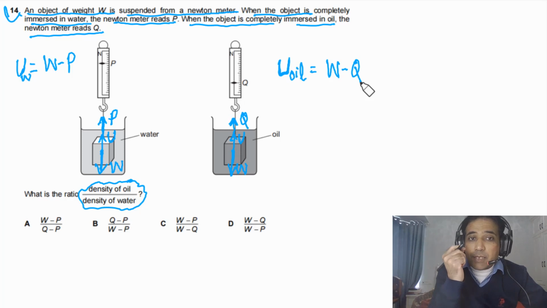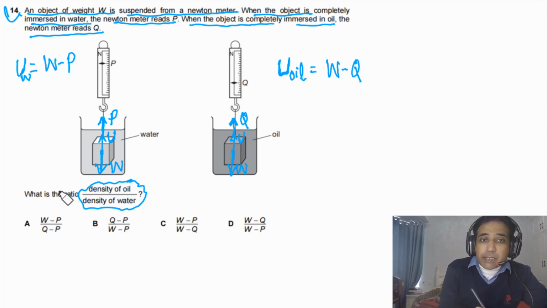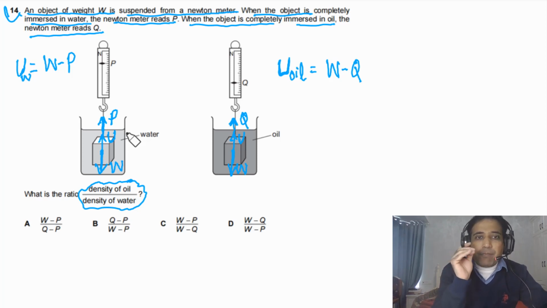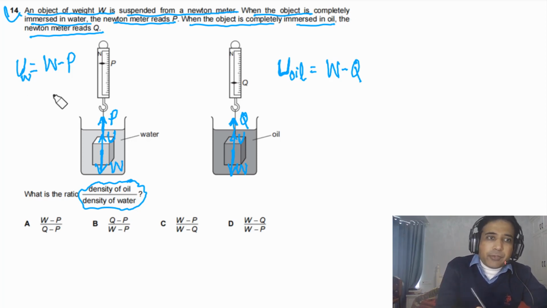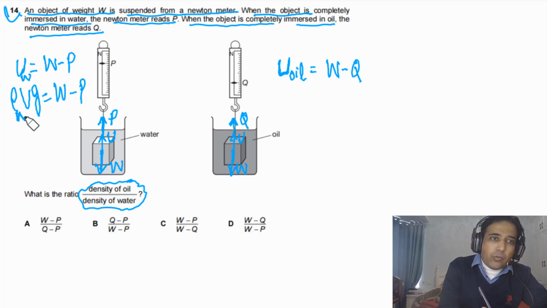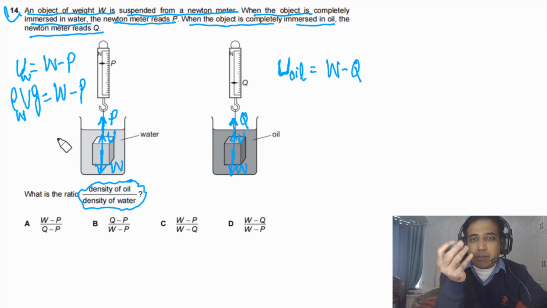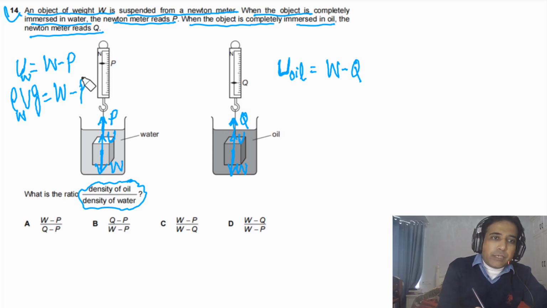Now we need to find out the density. As this is the same object, it means that the volume is the same. And we need to understand upthrust is equal to rho times V times g. So this is equal to W minus P, and this is the density of water. Volume in this case is the same because it is the same object in two different fluids. So simply we can say this is one equation.